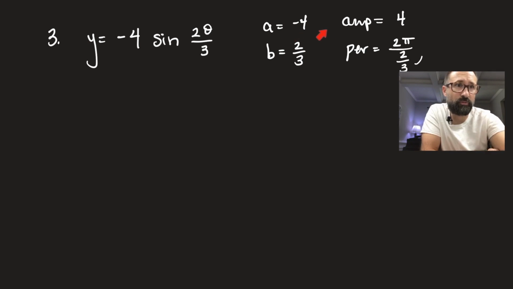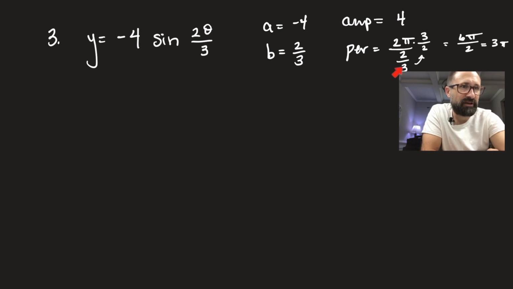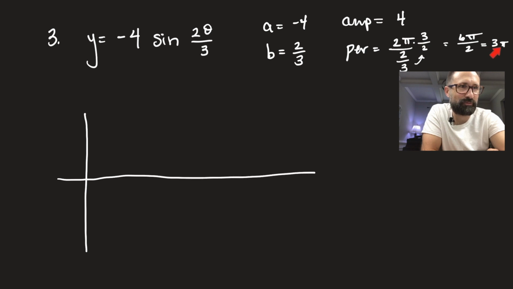A is a -4, but the amplitude is always the absolute value of whatever a is, so we end up with a positive value for amp. My amplitude is always positive. Never give me a negative number here. Period, 2 pi divided by my 2/3. Here again, I multiply by the reciprocal of the fraction, so 3 times 2 is 6. Now, if you saw quickly, you could have canceled out and just left 3 pi. But you know what? We're just going to go with that.